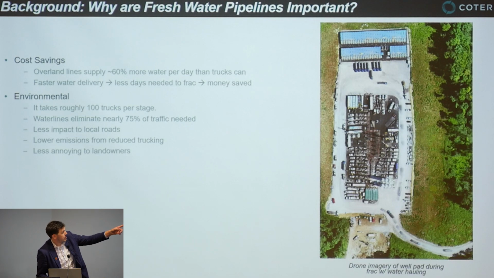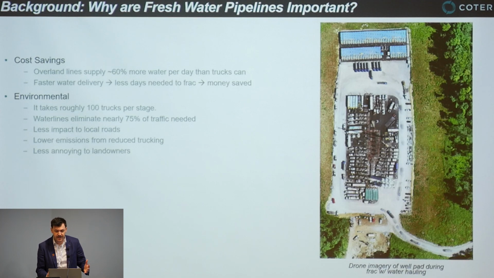And that's what the picture on the right shows, some drone imagery of a pad during fracking where water was brought by truck. You can see all the trucks lined up at the top end of the pad. You can see trucks going around the center of activity. You can see trucks coming and going on the access road at the bottom of the pad. Water hauling has a lot of traffic. And those visits really add up.